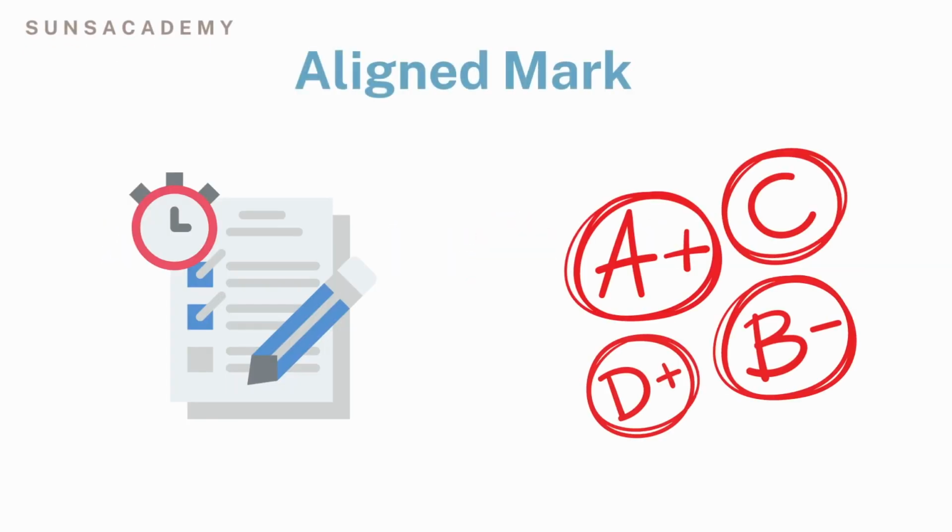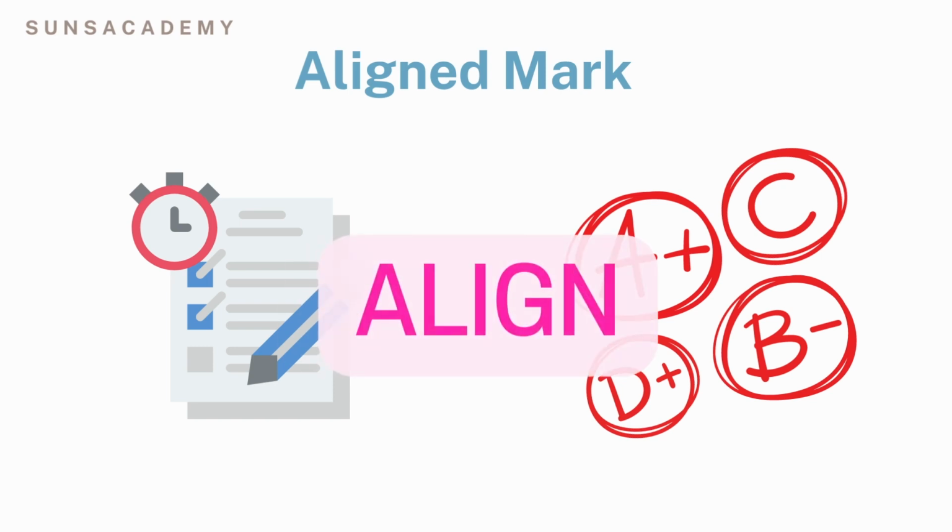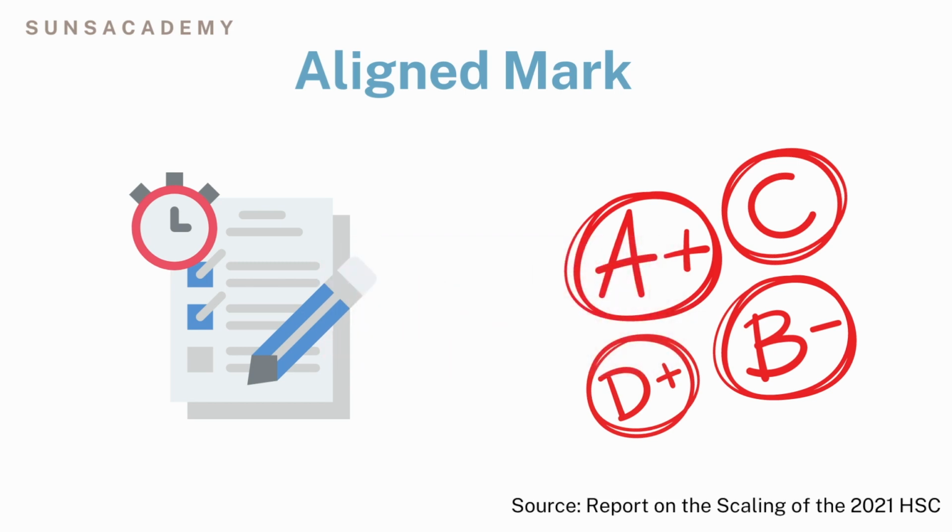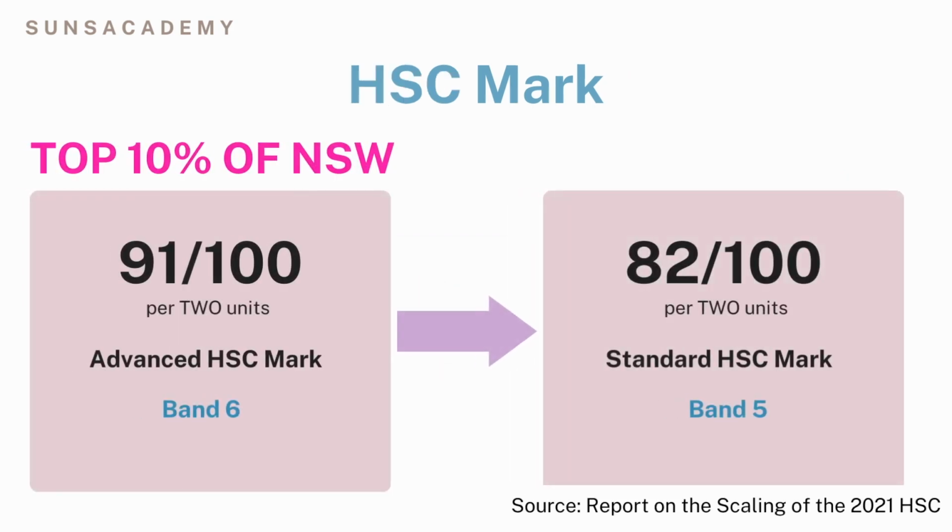Alignment in simple terms refers to the process in which NESA considers the unique circumstances that surround the results for a subject each year, in arranging the marks to better reflect the HSC band cutoff requirements. A more detailed video on alignment is coming, but going back to what we were talking about, the marks for advanced English align a lot better than standard. Let's have a look at some other statistics together.